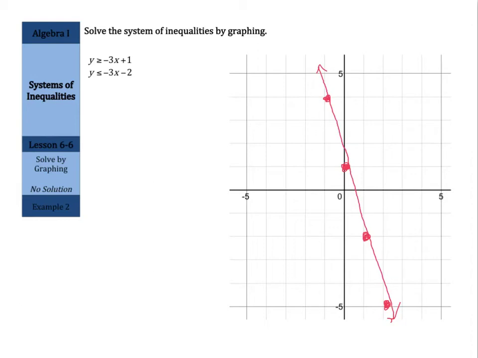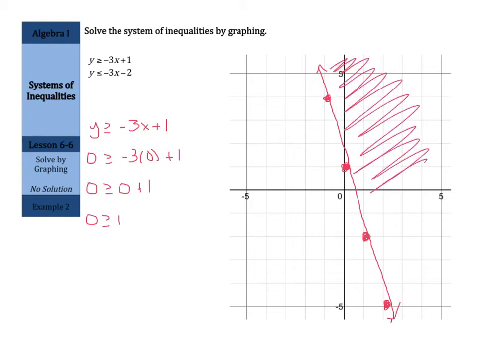Which direction are we going to shade here? Well, y is greater than or equal to negative 3x plus 1. We're not going through 0, 0, so we can use 0, 0 as our test point. As you solve this out, is 0 greater than or equal to 1? Well, of course not, so we're going to shade in the opposite direction of 0, 0.